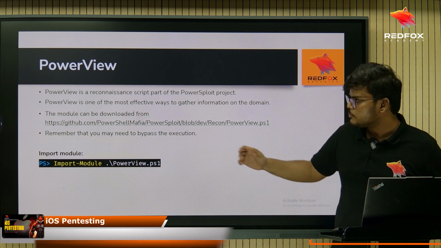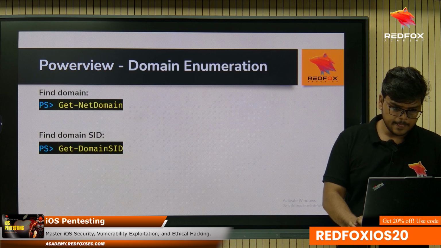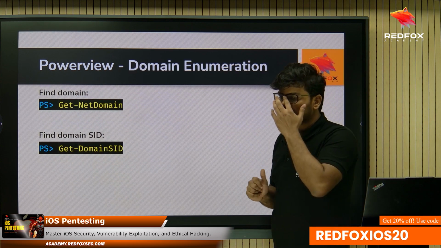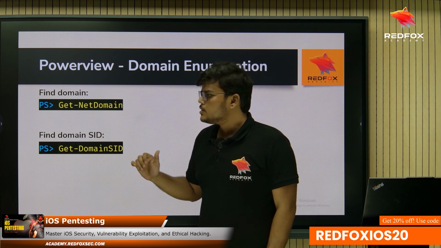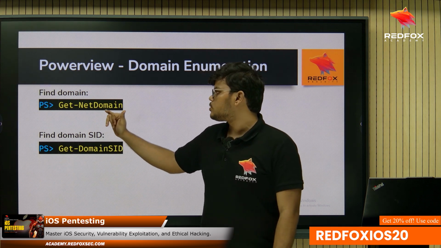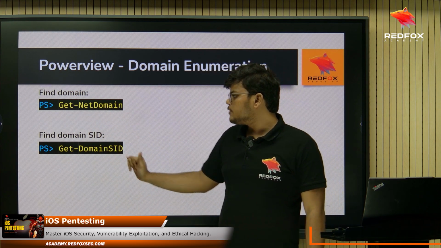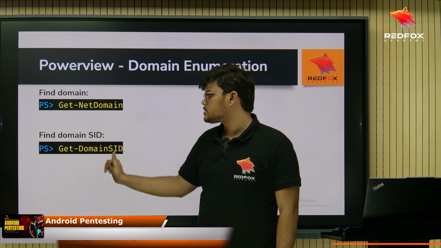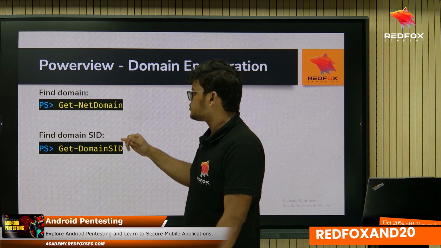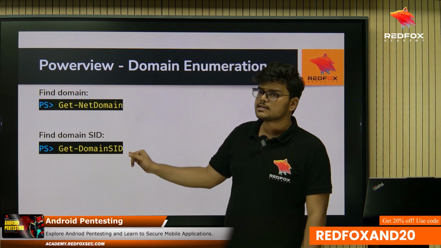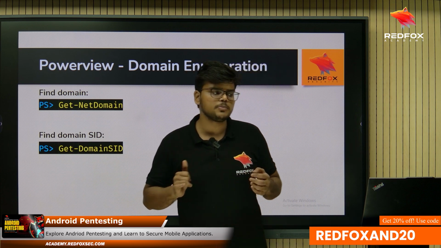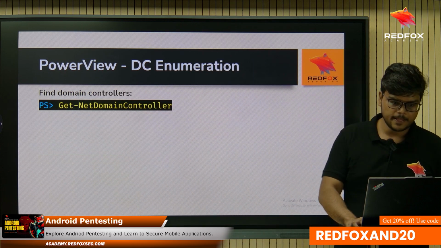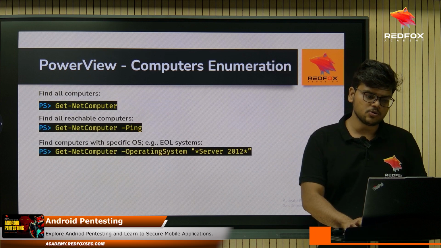So that's how you can import it, and then you can enumerate the environment using PowerView. If you want to find information about the domain, you can use Get-NetDomain, and if you want to find the domain's SID, you can use this command. So this is one of the commands that you can use to get the SID of a domain. This is how you can get the domain controllers.